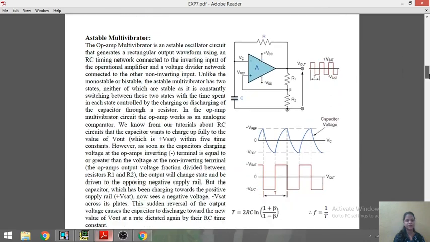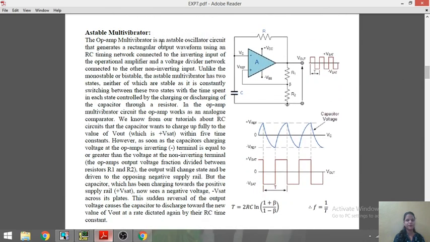So next is the astable multivibrator. The op-amp multivibrator is an astable oscillator circuit that generates a rectangular output waveform using an RC time network connected to the inverting input of the operational amplifier and a voltage divider network connected to the non-inverting input. Unlike the monostable and bistable, the astable multivibrator has two states, neither of which is stable, so it is constantly switching between the two states, with the time spent in each state controlled by the charging and discharging of the capacitor through the resistor. So here you can see the astable multivibrator circuit.